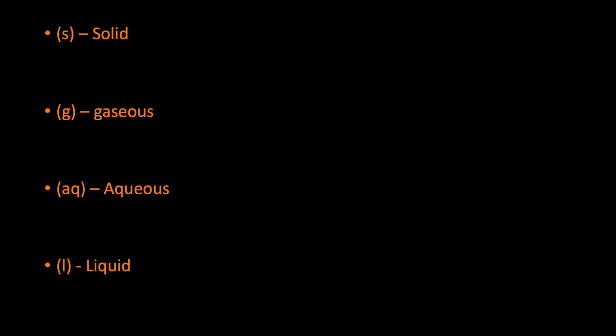Okay, so here we are. We have our 4 state symbols, and those are solid, gaseous, which is the G, aqueous, which is the one people get confused with, which is AQ in brackets, and liquid, which is just an L. Right, now solid is probably the most self-explanatory. If a substance is a solid as it appears in the chemical equation, then that substance has the S symbol. For example, let's say I had calcium carbonate, which is an insoluble salt. I would write the S symbol like that, right? So that is pretty basic.